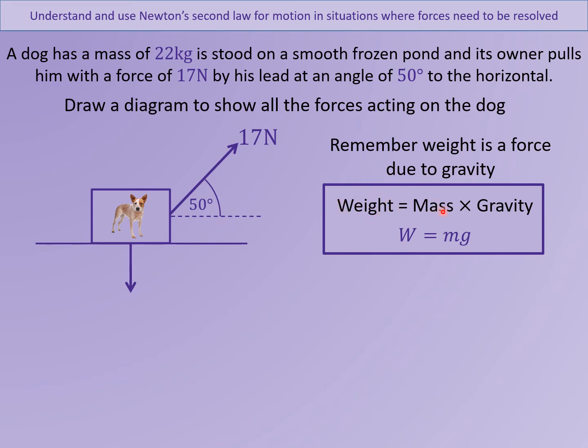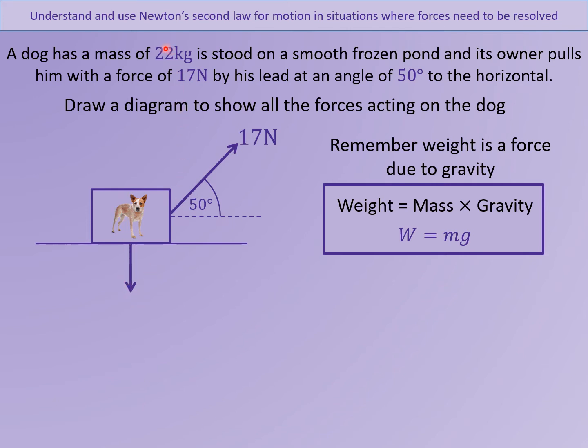You are not massless. You still have a mass in space. You are weightless though, because you don't have an acceleration pulling towards the center of the earth. Okay, so in this case, we can work out the force that the dog exerts on the earth.